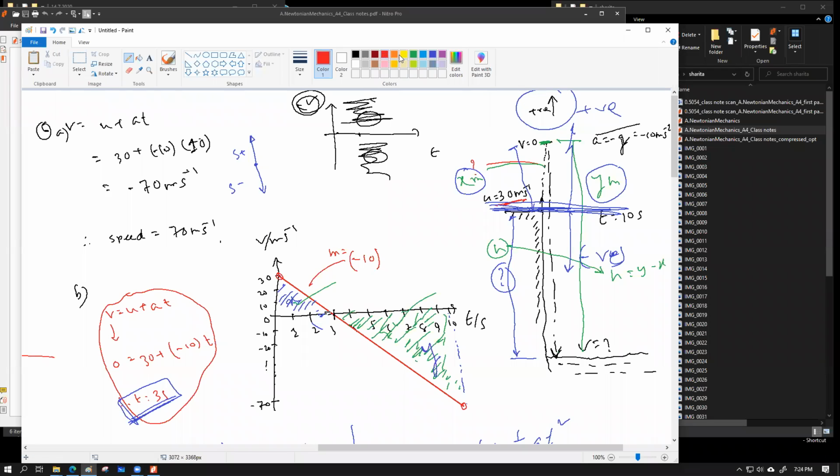So try to think about this. This object, this stone, takes 3 seconds to rise up. Logically, shouldn't it also take 3 seconds to fall down by the same height?